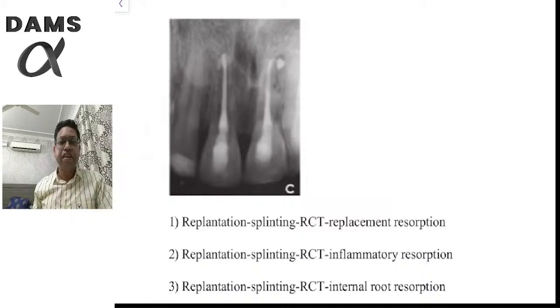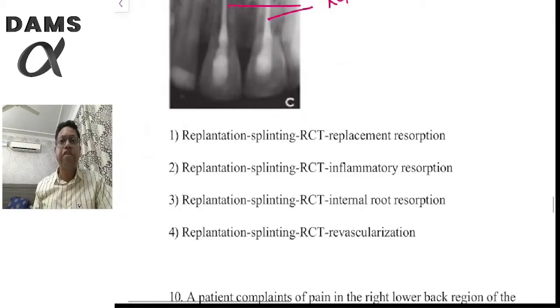We can see that the root canal is also done with both the teeth. So we have to identify the sequence of treatment: replantation, splinting, RCT, and replacement resorption. Replantation, splinting, RCT, and inflammatory resorption. Replantation, splinting, RCT, and internal root resorption. Replantation, splinting, RCT, and revascularization.